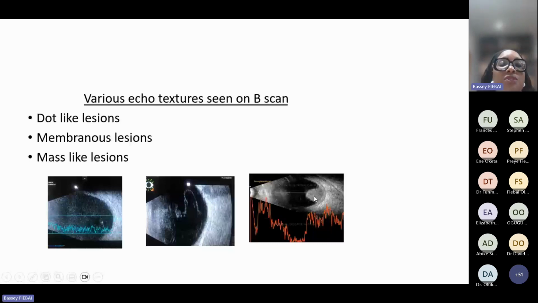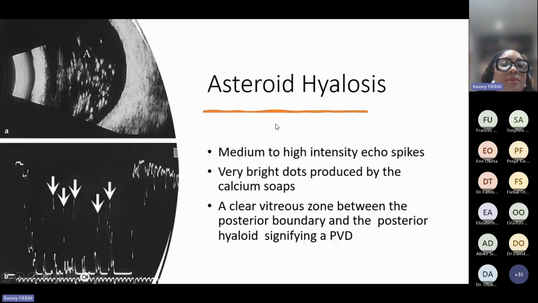So the first we'll look at is asteroid hyalosis. This is actually a very striking picture, and once you see it, it's not easy to miss, because you have very hyperechoic dots in the vitreous cavity with high intensity spikes. The amplitude of the spikes will be high. But what is striking is this very clear zone of echolucency here, which will differentiate it from maybe a vitreous hemorrhage that you would see throughout the vitreous. So there's a clear vitreous zone between the posterior boundary and the posterior hyaloid.